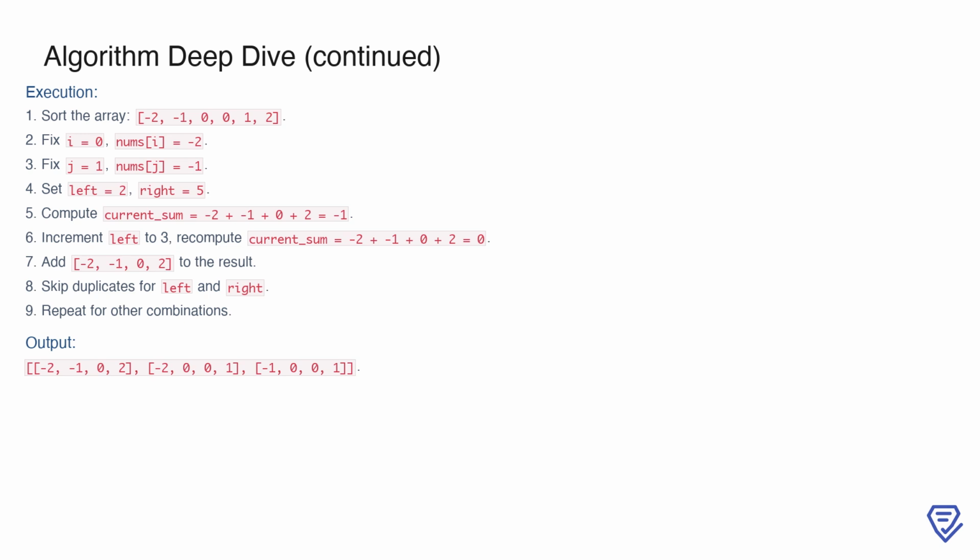Repeating this process for other combinations, we eventually derive the complete result: [-2, -1, 0, 2], [-2, 0, 0, 2], [-1, 0, 0, 1]. This demonstrates how the algorithm efficiently identifies all unique quadruplets while avoiding unnecessary computations.